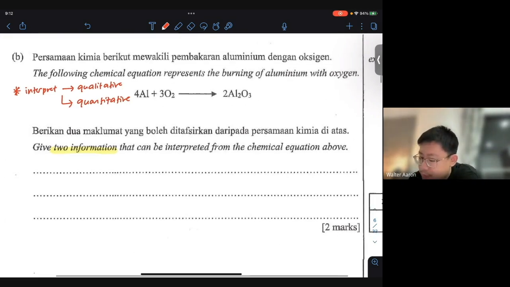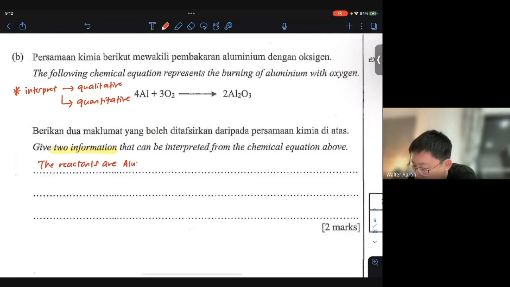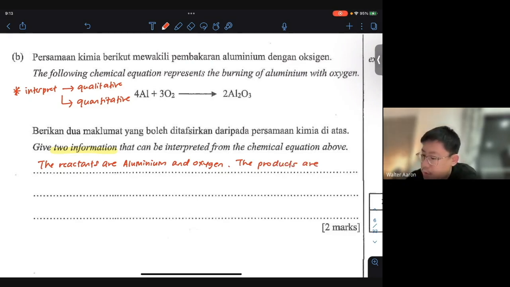For example, the first information that you can give from the equation above will be that the reactants are aluminum and oxygen. The product is aluminum oxide.